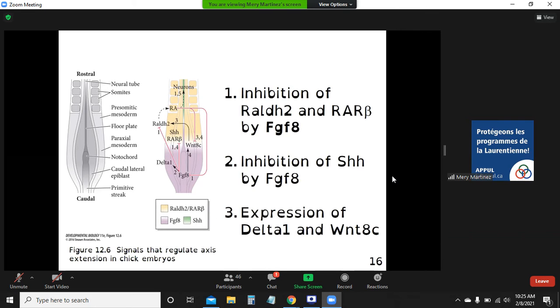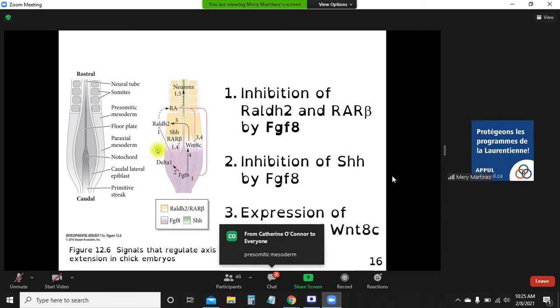Now, FGF is also inhibiting a friend of ours, Sonic hedgehog, SHH. So it's inhibiting the expression of this in the neural tube floor plate, and this is controlling the onset of the ventral pattern. So inhibition of retinoic acid, but at the same time, inhibition of Sonic hedgehog.